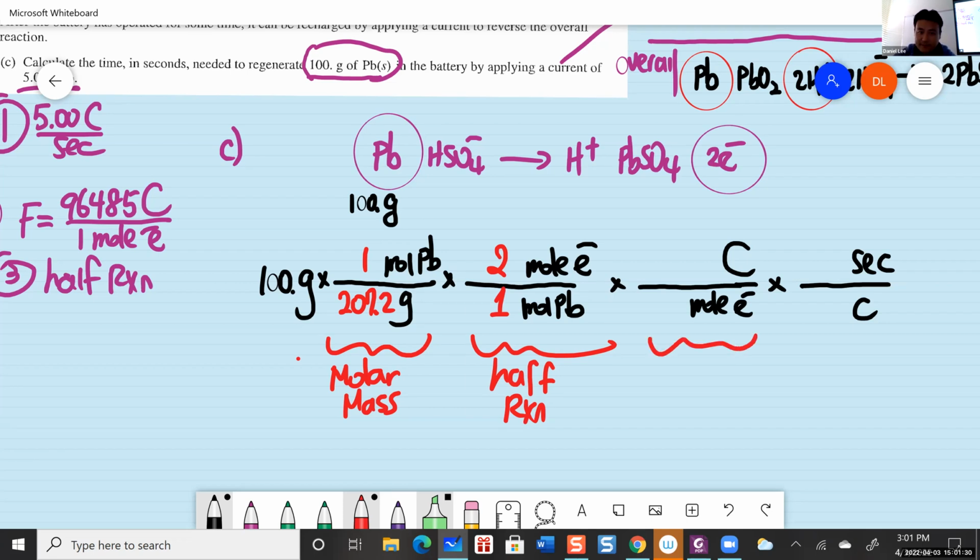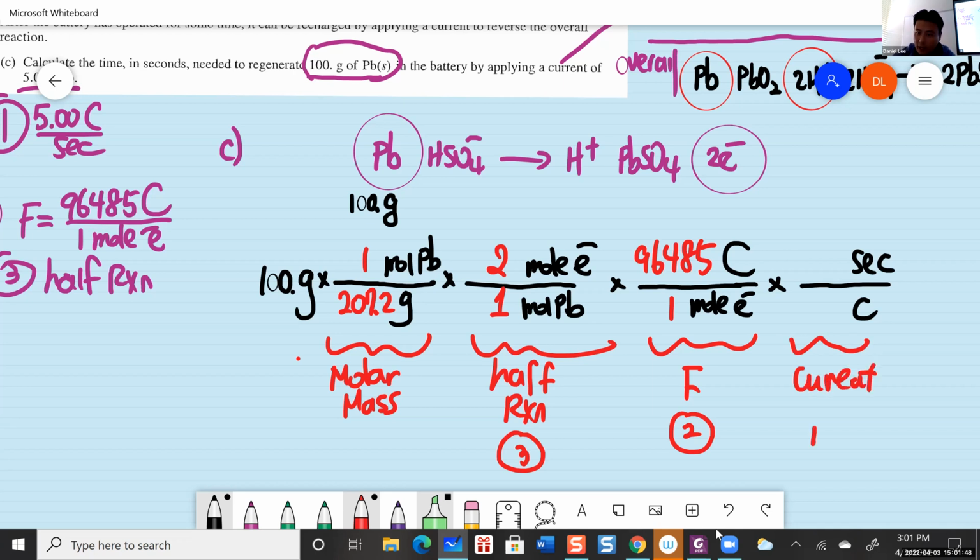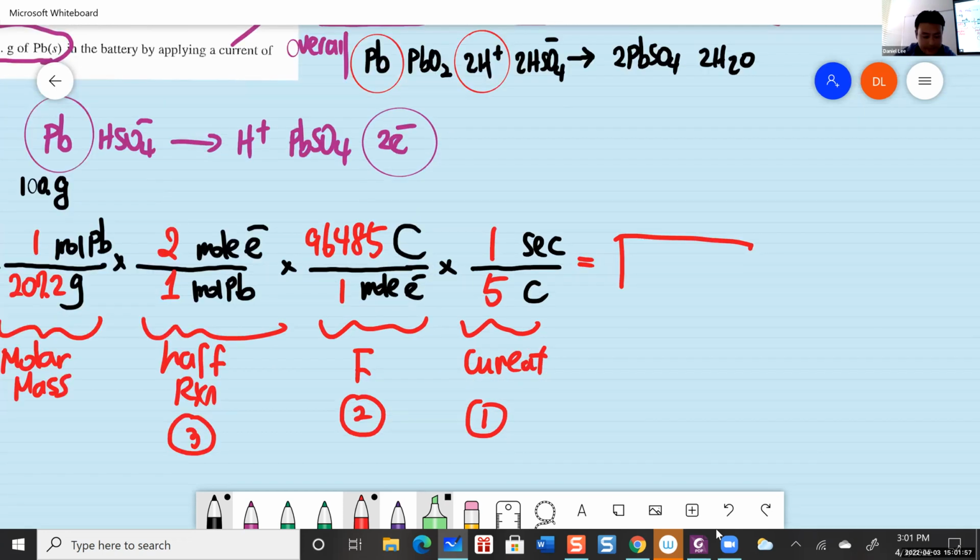And the next one is your Faraday's constant. Faraday's constant converts moles of electron to coulombs. So 1 mole of electron is 96485 coulombs. And the last one is the current. 5 ampere means 5 coulombs per second. So this is your answer. Your answer has everything canceled out except seconds. And you're going to end up with how many seconds?